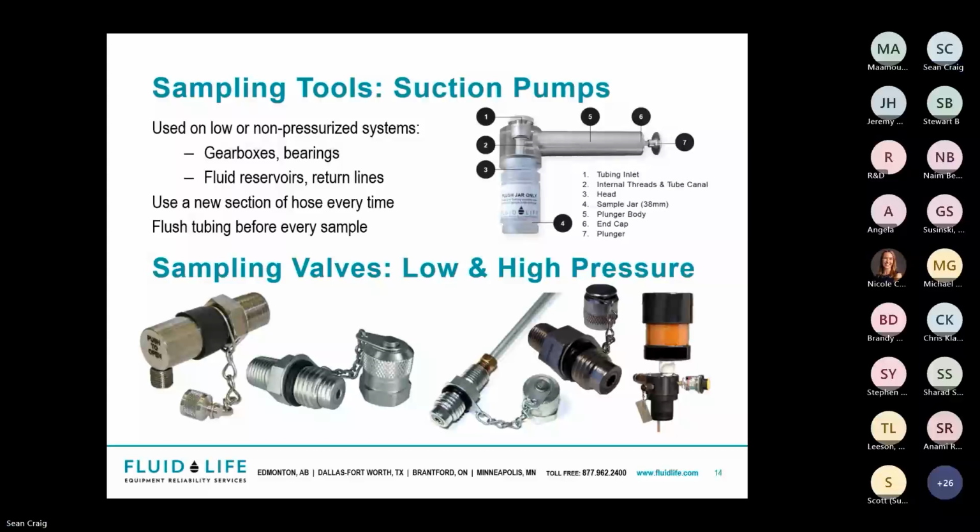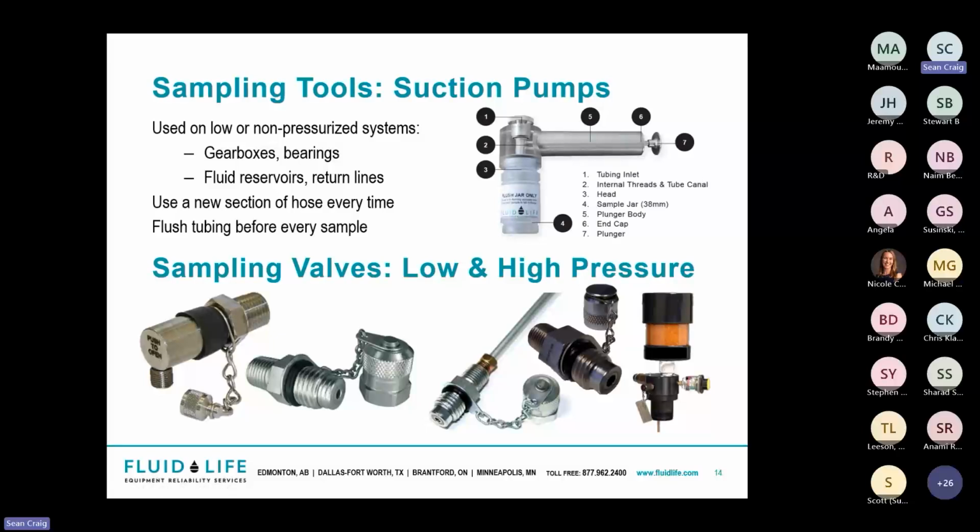So just to look over some pictures quickly, let's take a look at the hardware offering: suction pump, low and high pressure sampling valve. A quick sampling tip on suction pumps: obviously, these can be susceptible to contamination. You've got the hose, you've got to attach the jar, you've got to put the hose in the pump, and then you've got to take the breather off. So you're still introducing points where contamination can happen.